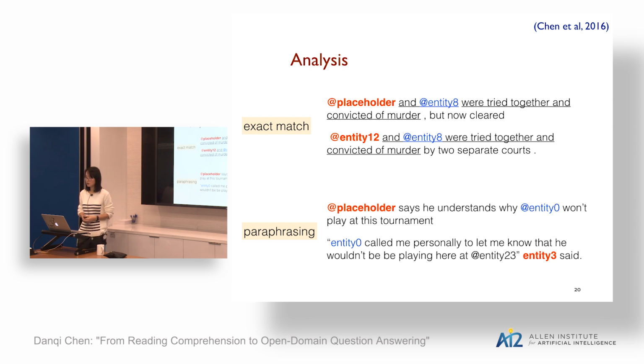The next case we call paraphrasing. We think this is a really important one for natural language understanding. We cannot find an exact match in the paragraph, but we can find one sentence in the paragraph that is basically a paraphrase of the question. The question says placeholder says he understands why entity zero won't play at his tournament, and the paragraph mentions that entity zero called me personally to let me know that he wouldn't be playing here at entity 23, entity 3 said. If the system is able to understand that these two sentences are paraphrases of each other, then it should be able to predict that the answer is entity 3.